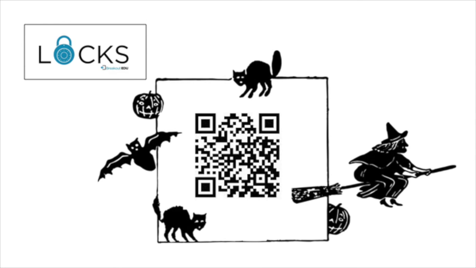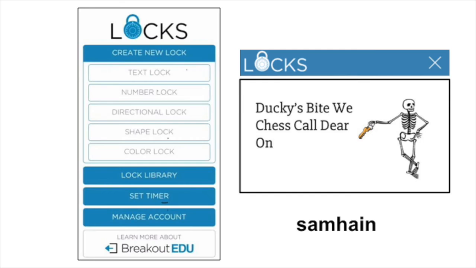You will need to set up the Locks app with a text lock with the combination of Sam Hain. The QR code, when scanned, will give them part of the clue in text, the festival celebrated at the end of the harvest, and then there will be a link to a video. When they watch the video, they will come up with Sam Hain. When that is entered into the Locks app, they will be given the clue for the key lock.